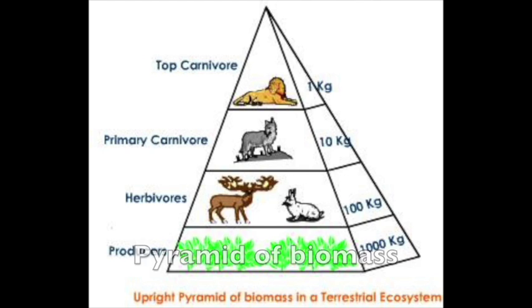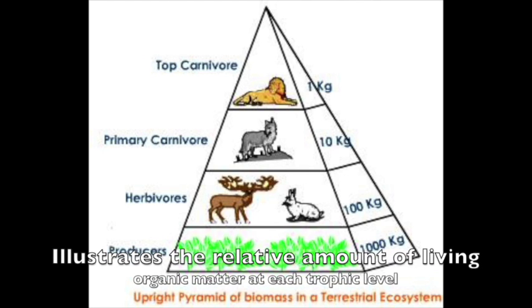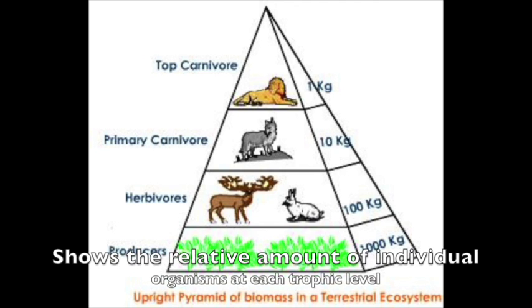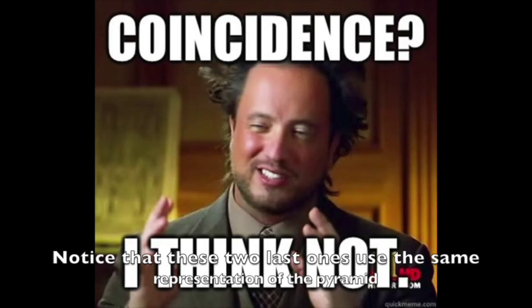A pyramid of biomass illustrates the relative amount of living organic matter at each trophic level. A pyramid of numbers shows the relative amount of individual organisms at each trophic level. Notice that these last two use the same representation of the pyramid.